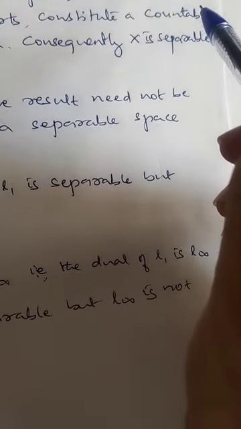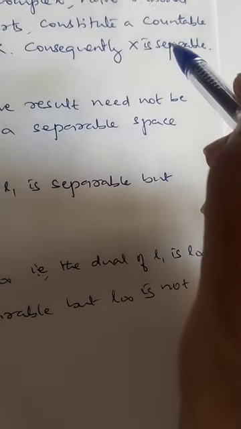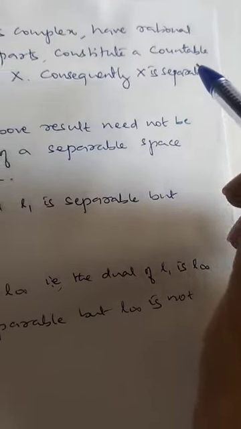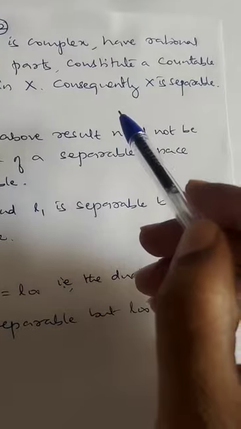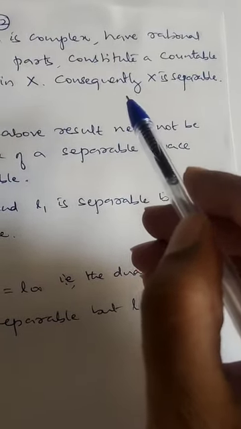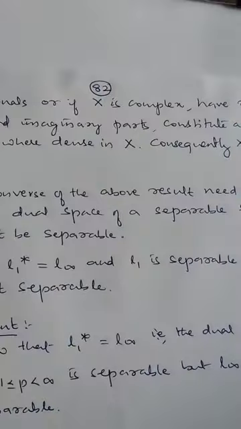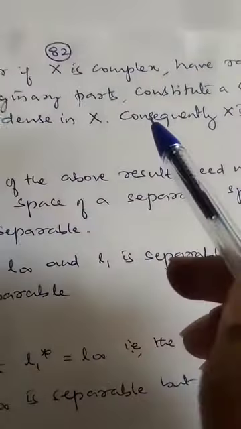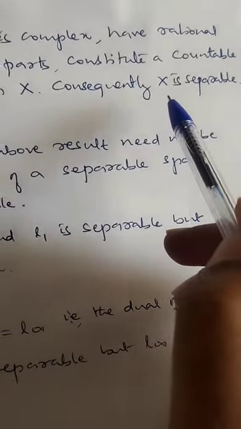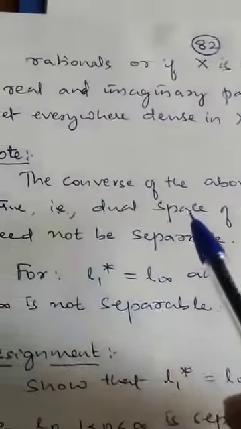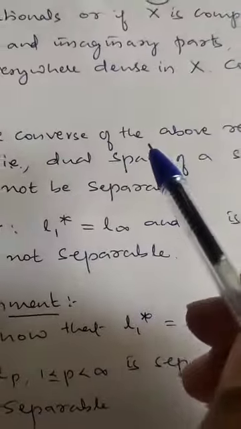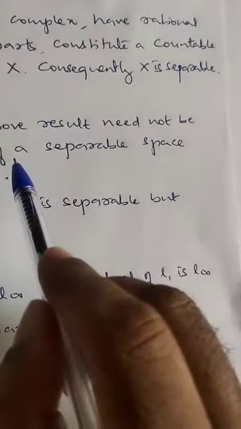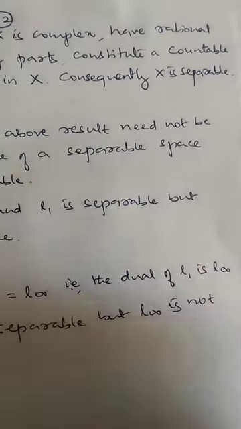Countable dense means M closure must be equal to X. Now we have assumed that the dual space of a normed space is separable, and we have shown that the space X itself is separable. Now the question is, can the converse hold true? The converse part of the above result is, if the space is separable, can its dual be separable?